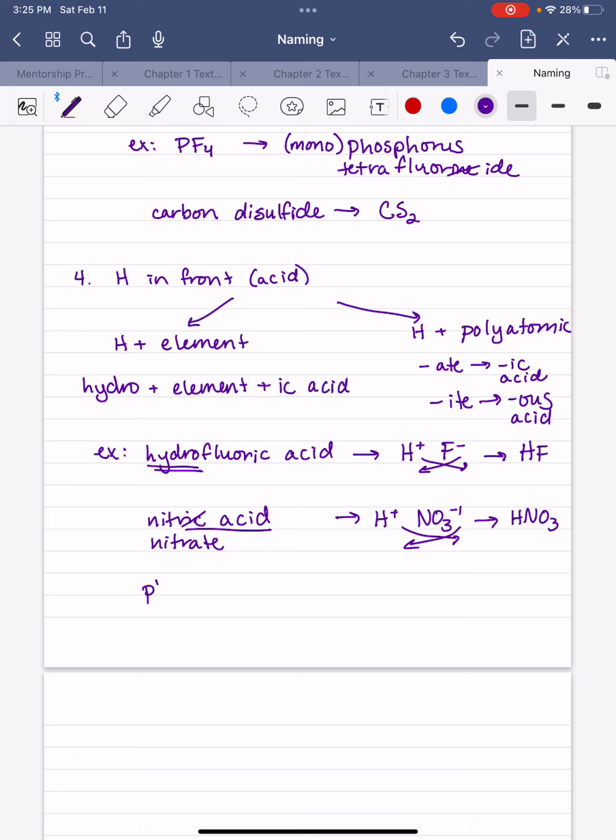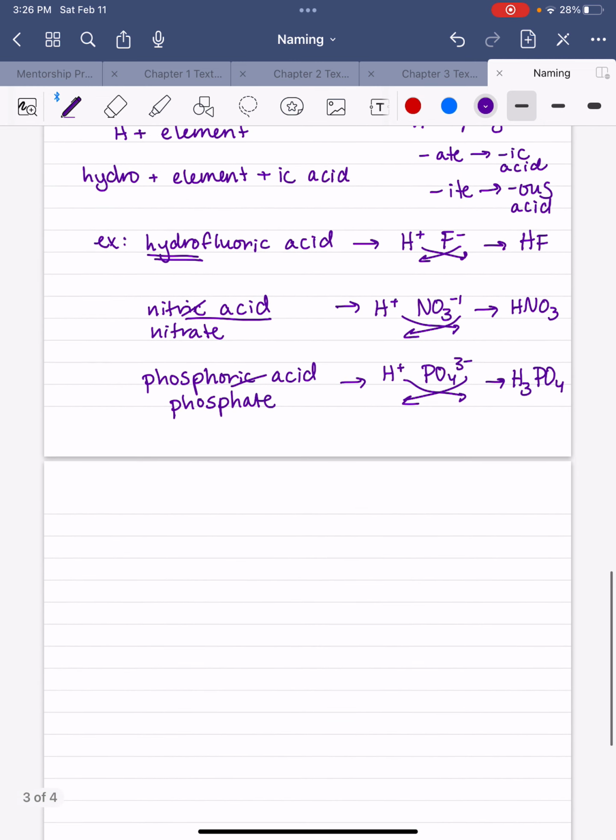What if it's something like phosphoric acid? Phosphoric acid came from phosphate ion. So phosphate is PO4 minus 3, H is +1, so when we do our swap, we get H3PO4 to balance out the charges.